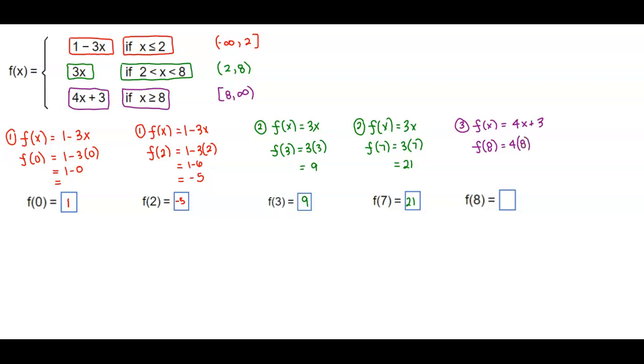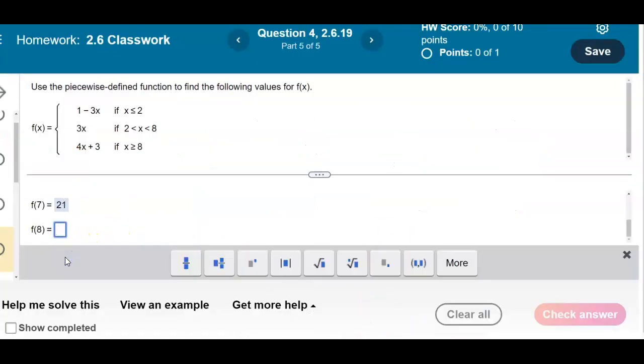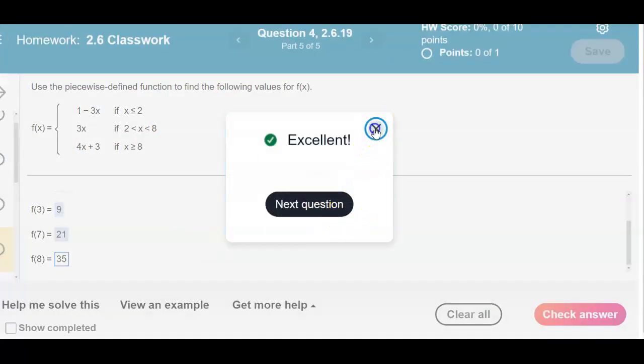So this is 4 times 8 plus 3. 4 times 8 is 32. And then plus 3 gives us 35. And let's go ahead and check that result. So we're going to put in the answer 35. And there's your answer.